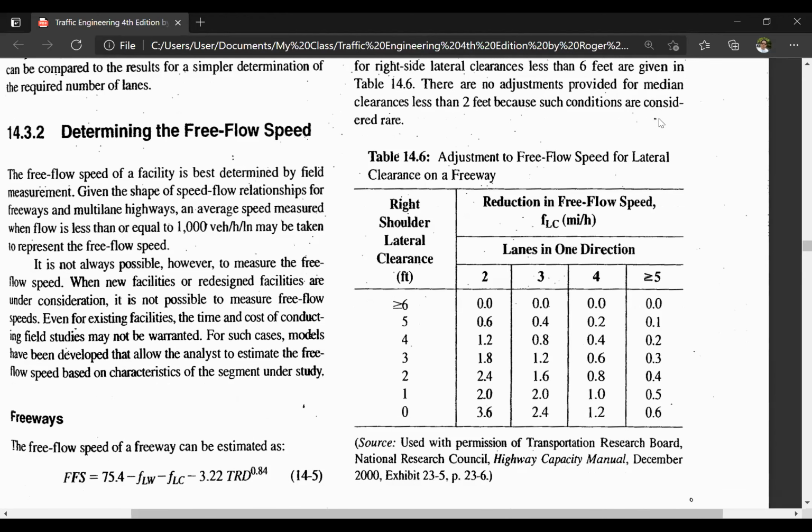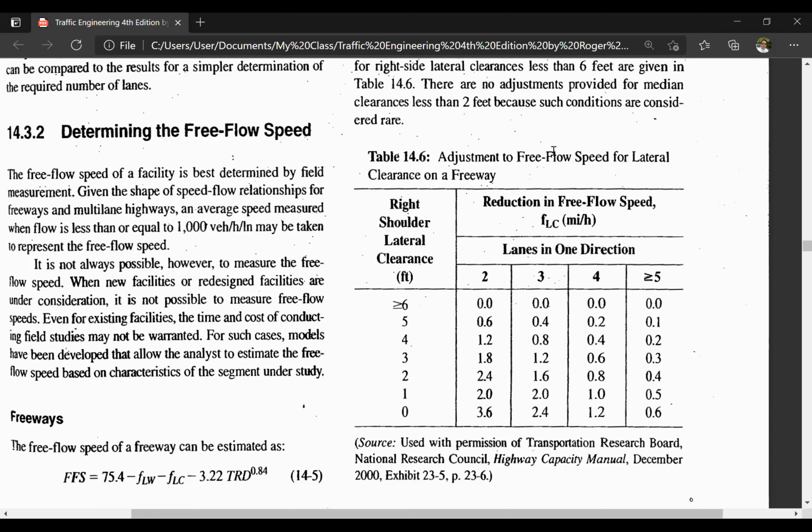Because it said here such conditions are considered rare. Why do they say it is rare? In the past, there may have been conditions giving a median lateral clearance of less than 2 feet. But according to the Federal Highway Administration, they try to make sure that the median clearance is at least 2 feet everywhere. That's why they started saying this now.